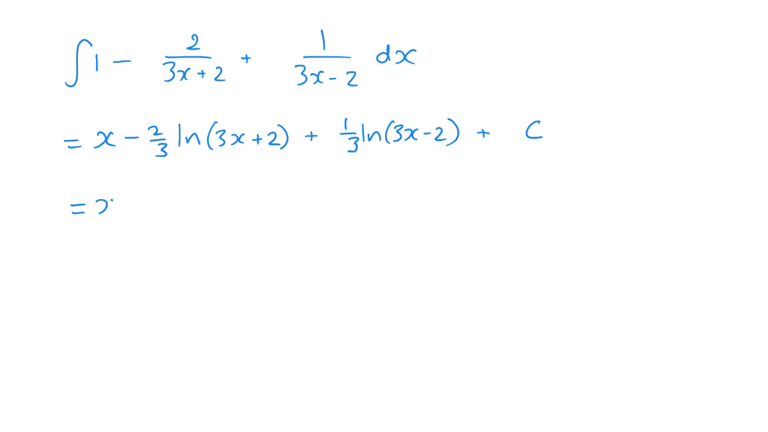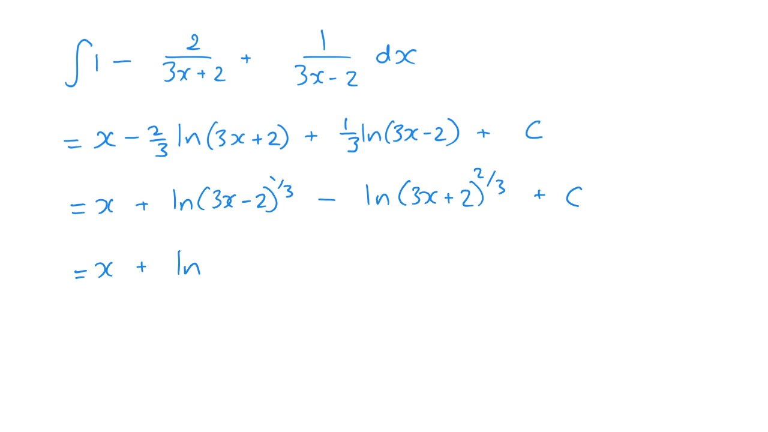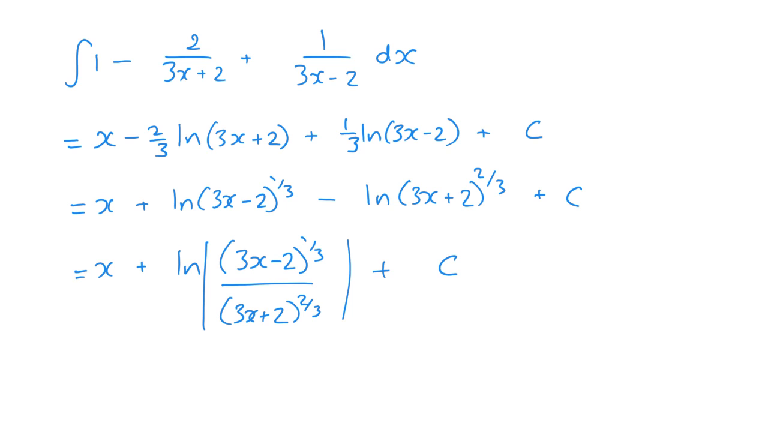Now tidying it up, I'm just going to bring the positive log first and write that as the log of (3x minus 2) to the power of a third, minus, and then the next log, (3x plus 2) to the power of 2/3, plus c, and then combine the logs. Now there's other things you can do with this about taking out the power of a third and all the rest, but I'm not going to worry about it now. That's as much tidying up as you would really need.